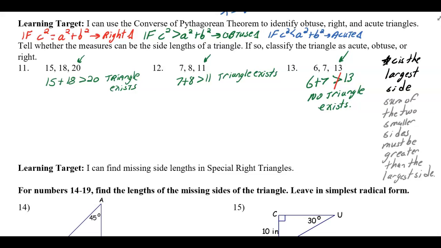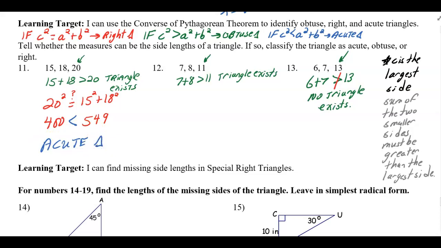So if we go back to problem number 11, now that we know a triangle exists, we're going to do 20 squared. We're going to compare that to 15 squared plus 18 squared. When I do that on my calculator, the left side is 400. And when I do 15 squared plus 18 squared, I get 549. 400 is less than 549, so this is an acute triangle.